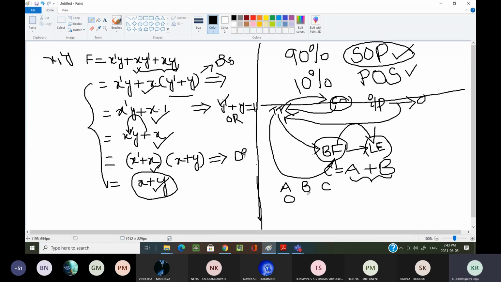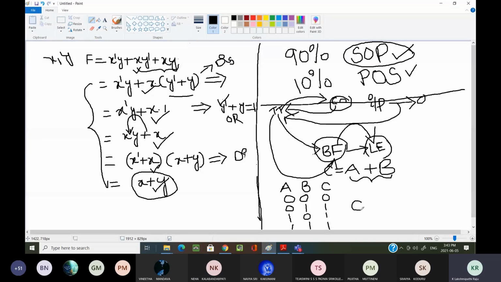If it is two inputs, four combinations are there: 0 0, 0 1, 1 0, 1 1. Now what are my outputs? Here both inputs are 0, then the output is 0. If at least one input is high, the output is high.